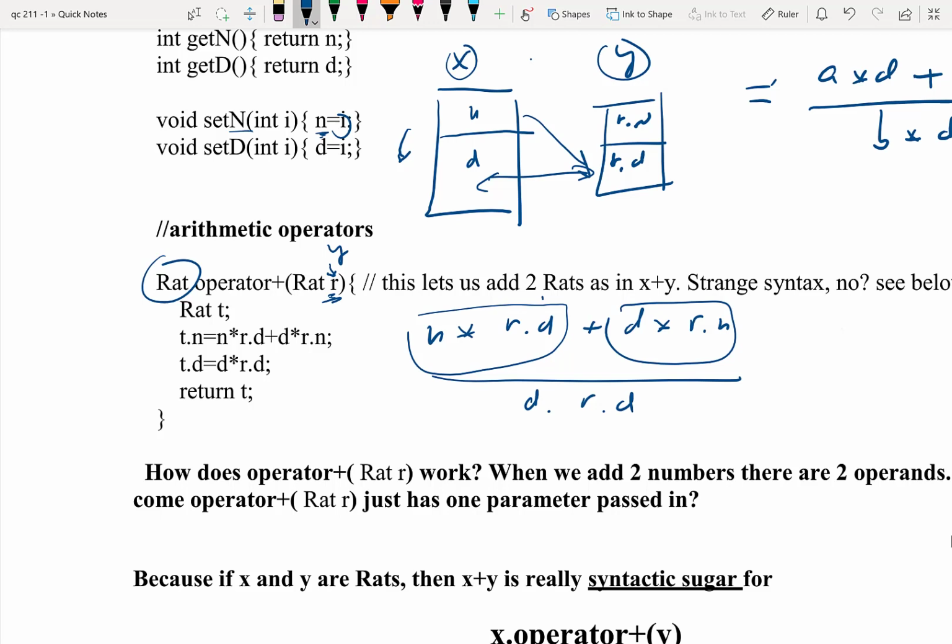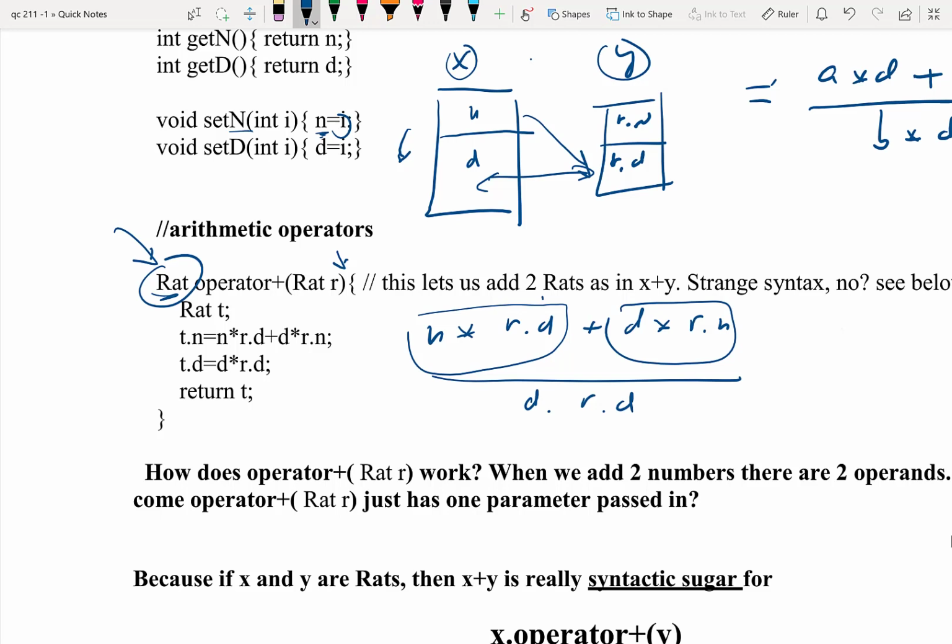What I have to do in this operator plus is, well, I've got a y coming in here, and I have an x that I'm using as x plus y, and it's going to be returning a rat. What I have to do in here is construct a rat and then return the rat, because this says it returns a rat. It's going to be the rat that is the addition of x and y. That gives you a rat back, so that's why I'm returning a rat from the operator plus function.